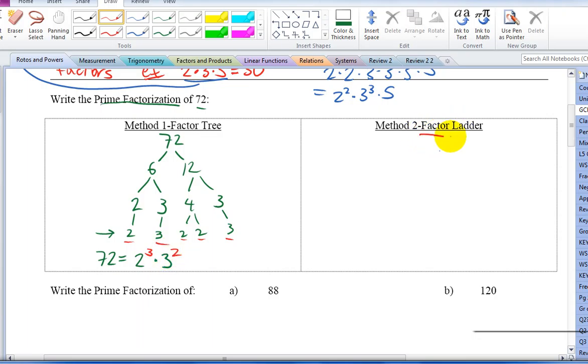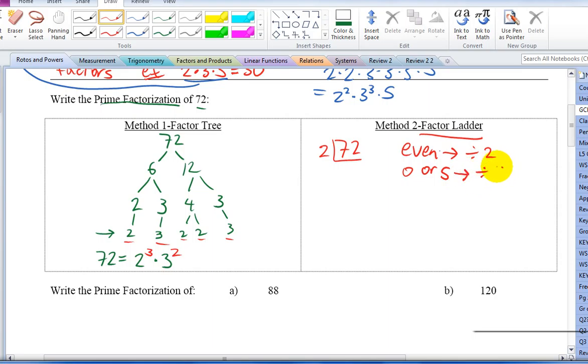Now there's also what we call a factor ladder. It's kind of a cheating way. So 72, big number. It ends in what? An even number. So what can we divide by? 2. Okay. What if it ends in a 0 or a 5? What can we divide by?